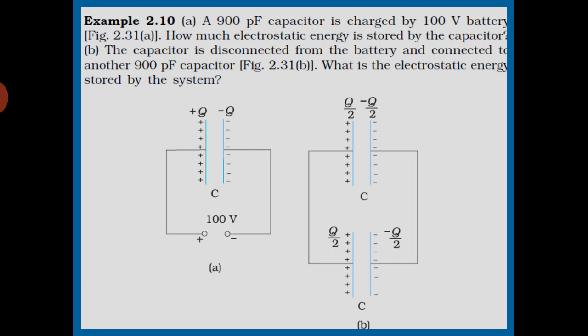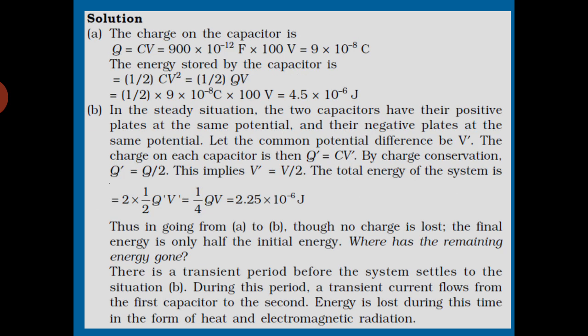As shown in the figure A, you are given a capacitor of 900 picofarad. Pico means 10 raised to power minus 12. It is connected to a 100 volt supply. You have to find the electrostatic energy stored by the capacitor in the A part. Right? Now, energy stored is given by half C V square. Right?